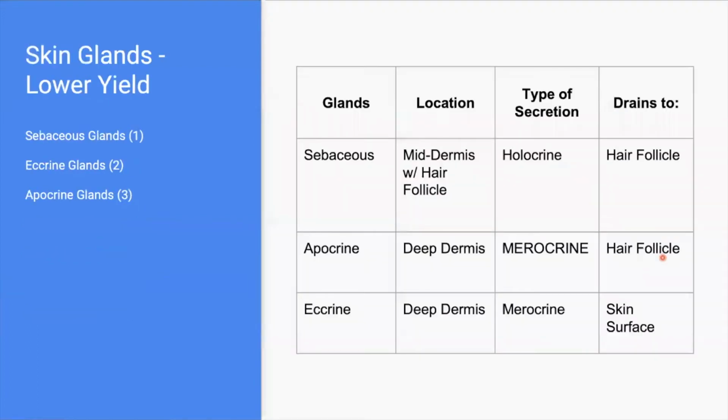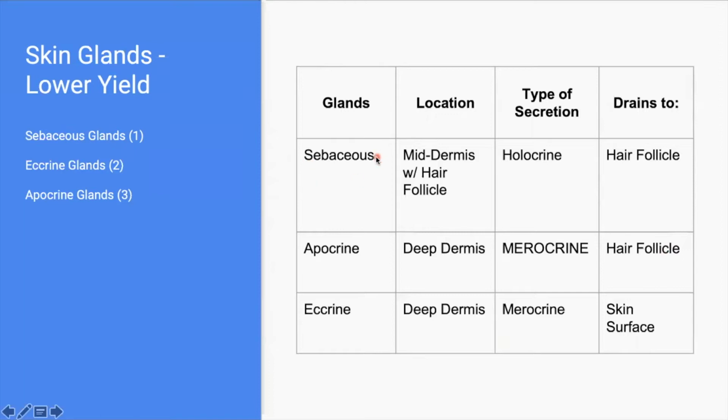All right, and then a lower yield topic as far as Step 1's concerned is the location and types of glands that we see in our skin samples. So we have 3 different types of glands. We have sebaceous glands, eccrine glands, and apocrine glands. And then I have the relevant material summarized here.